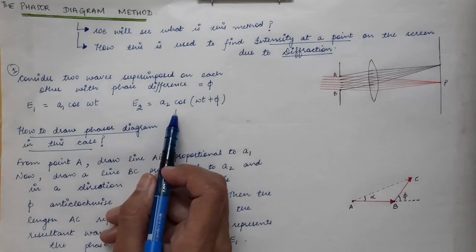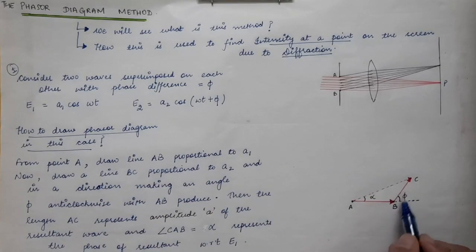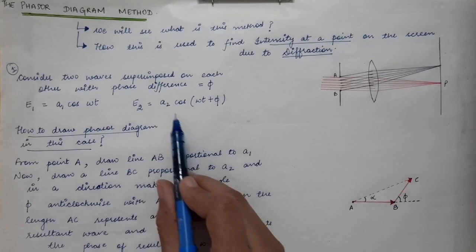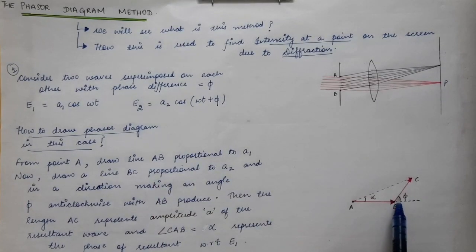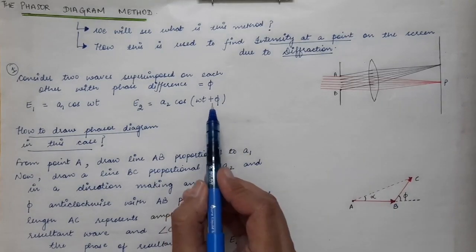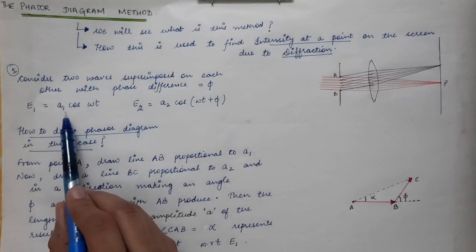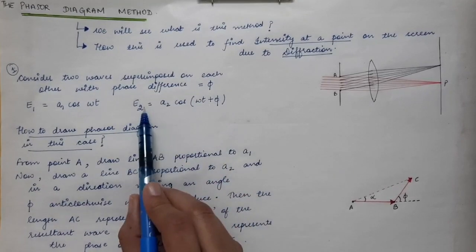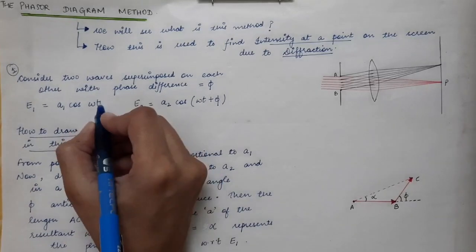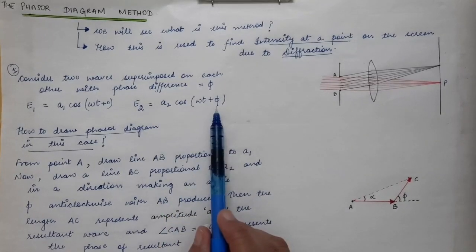Then we will draw the second vector, such that its length is proportional to A2 and it is at an angle of phi with respect to the first vector. Now what is phi? Phi is the phase difference, so it is the phase of the second wave with respect to the first wave. The first wave had a phase of 0, so it was cos omega t plus 0, and the phase of the second one is phi.